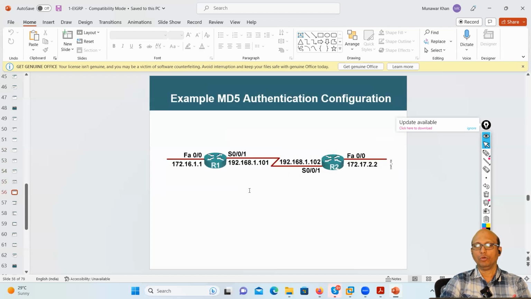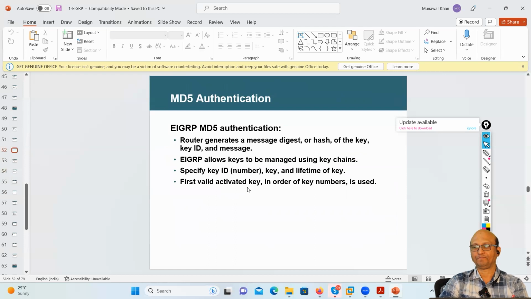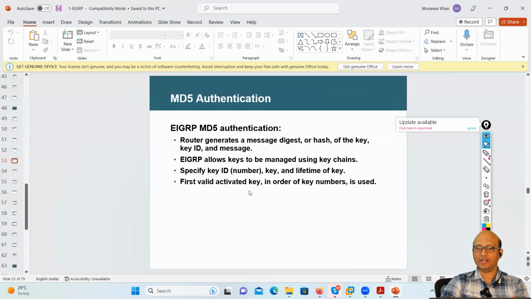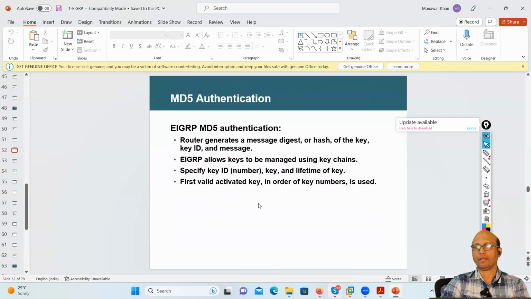So what we'll do? We'll do the practical tomorrow because it's already late. And I will show you how EIGRP and how OSPF authentication takes place, how to configure MD5, how to configure plain text authentication. Okay. So I hope you understood exactly what I mean to say, why routing protocols carry authentication.